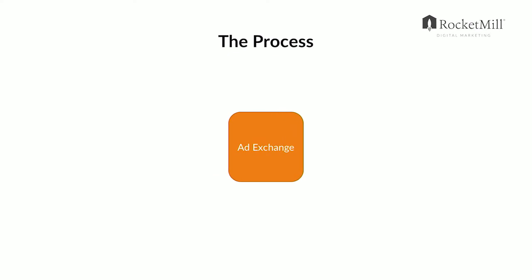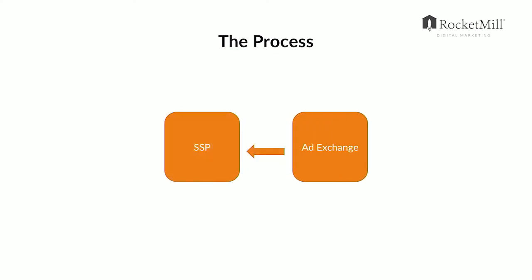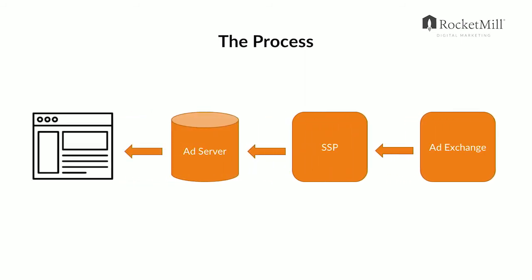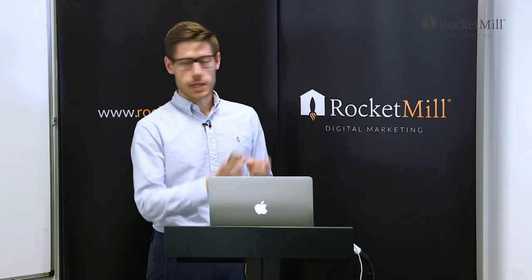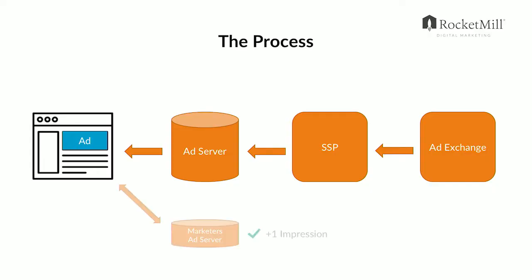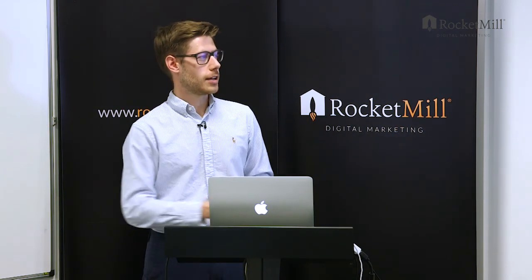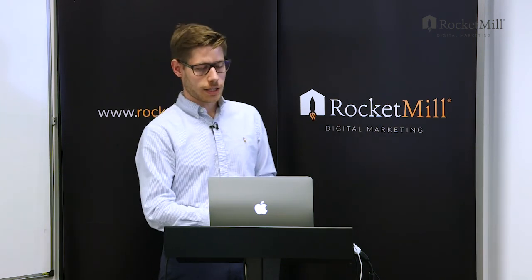Essentially the ad exchange now has the winning bid and the ad creative, and it will send that back to the SSP, that sends it back to the ad server, that sends it to the user's browser, and loads the ad. When that ad is loaded, our ad server, the marketer's ad server, will record that as an impression, and that's how we track the performance of campaigns and count our impressions. So that's the process from start to finish. Hopefully that demystifies some of exactly what's going on and how that information is passed from a user's browser to our campaign and back again.